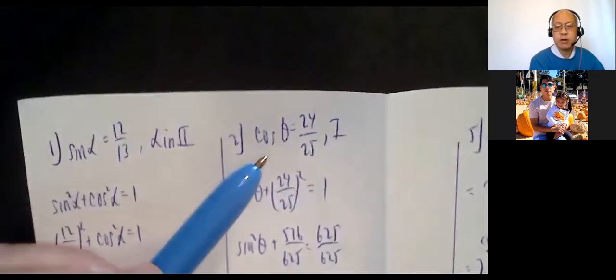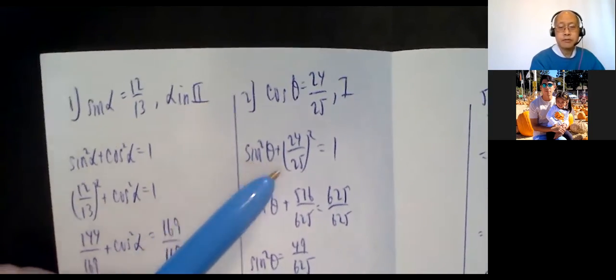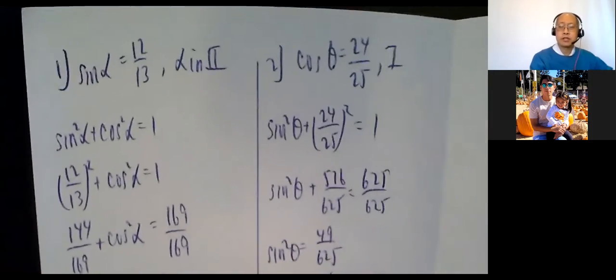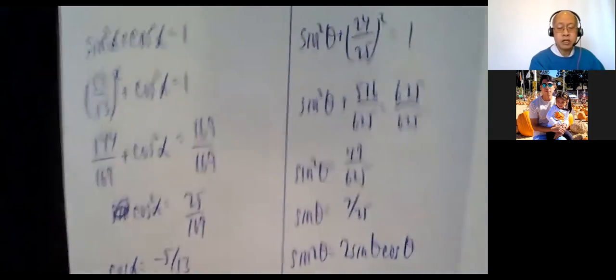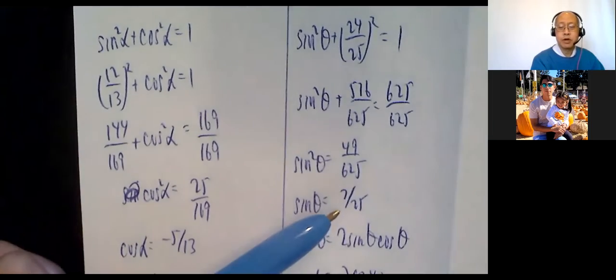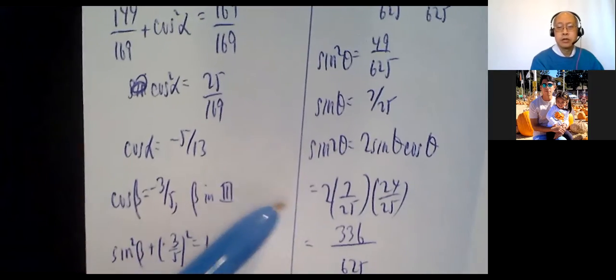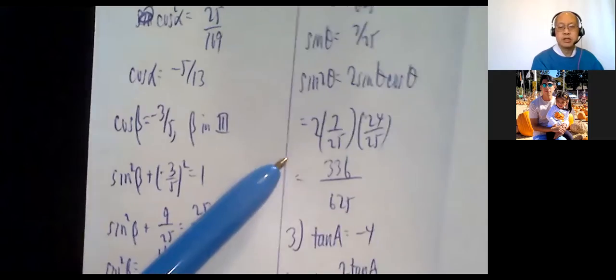Okay, number 2, cosine of theta is 24/25. We're in quadrant 1. Everything's positive. Sine squared theta plus cosine squared theta equals 1. Square this, you get 576/625. Subtract, sine squared theta is 49/625. Take the square root. Sine of theta is 7/25 because I'm in quadrant 1. Use the identity. Sine of 2 theta equals 2 sine theta cosine theta. 2 times sine of theta cosine theta, 336/625.